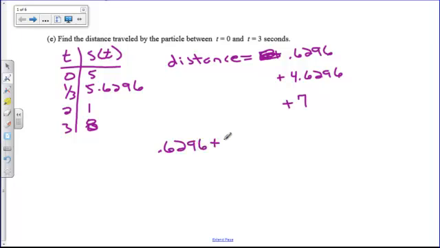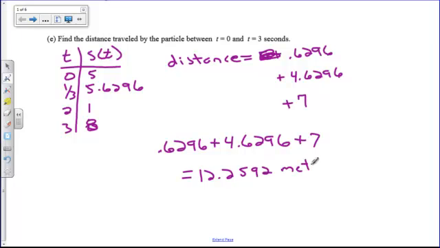0.6296 plus 4.6296 plus 7. And so let me see what that is on the calculator here. 0.6296 plus 4.6296 plus 7. Looks like we traveled a total distance of 12.2592 meters. Whenever we learn integration, we're going to find another way of doing this, but for now, that's what we're stuck with.